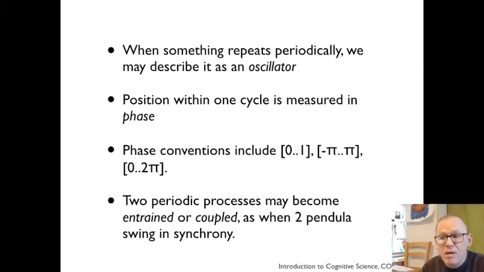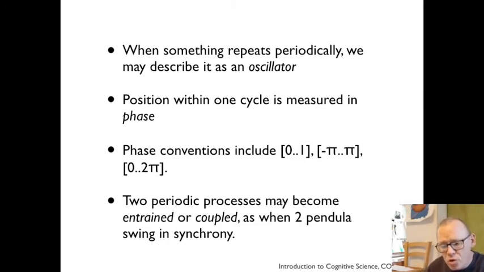Other people lean on the geometry of angles, in which 360 degrees or 2 pi radians is one cycle. So they use a number either between minus pi and pi or between 0 and 2 pi. All they're talking about is where are we in the cycle.